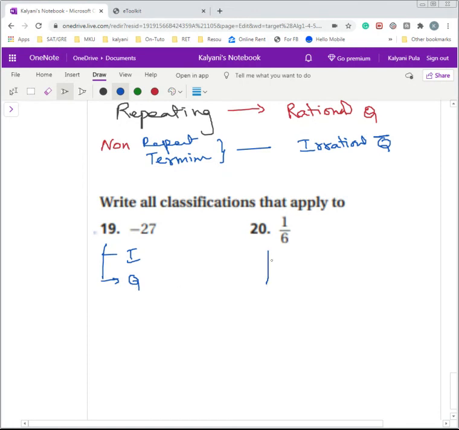How about this? Rational, because 1/6 repeats when we do this one. Okay, very good, like that.